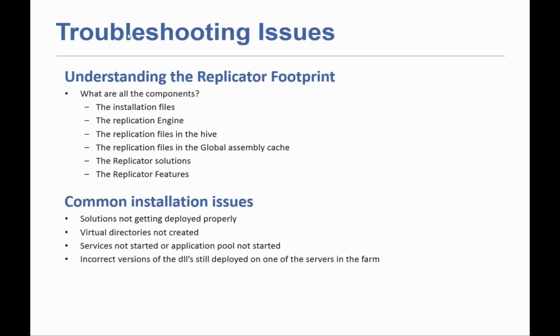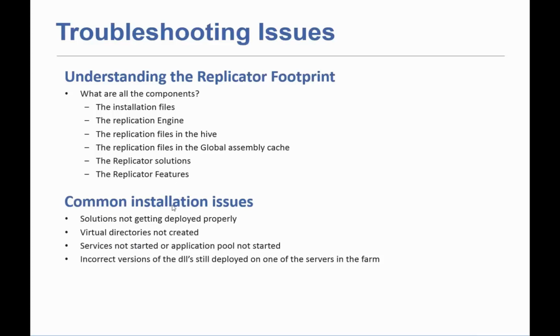Now I'm going to talk a little bit about troubleshooting, then I'm going to go on to one of my VMs and I'm going to show you these components. So part of troubleshooting is knowing where everything is. So I think an important thing to cover here is, what are all the components? We have the installation files, the engine, the replication files that we have in the Hive, replication files in the global assembly cache, our solutions, and our features.